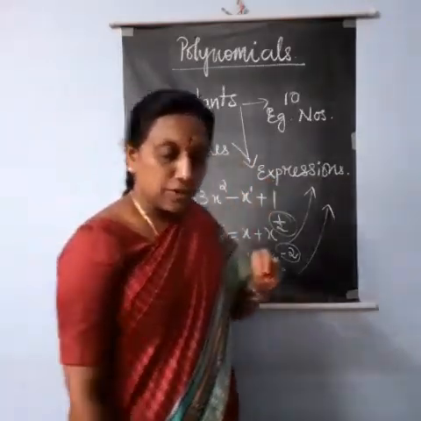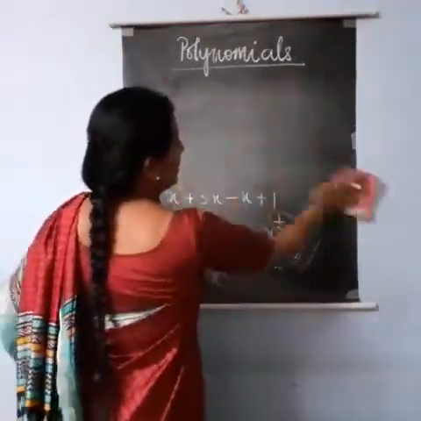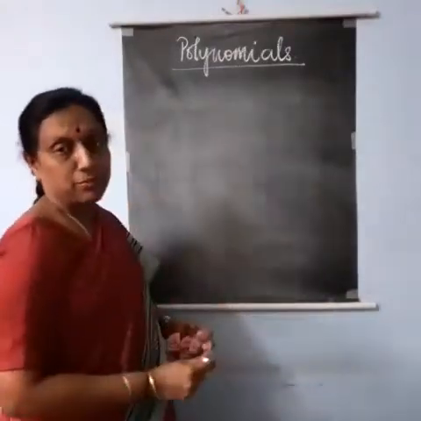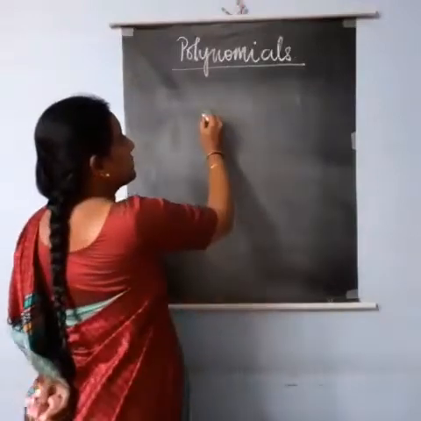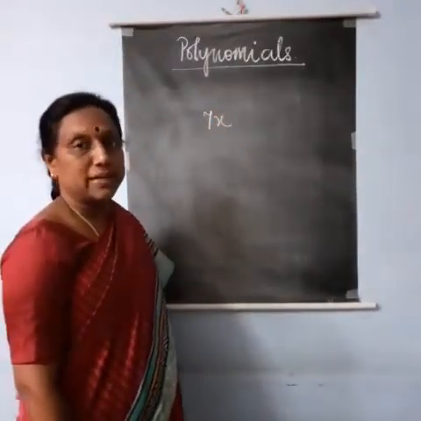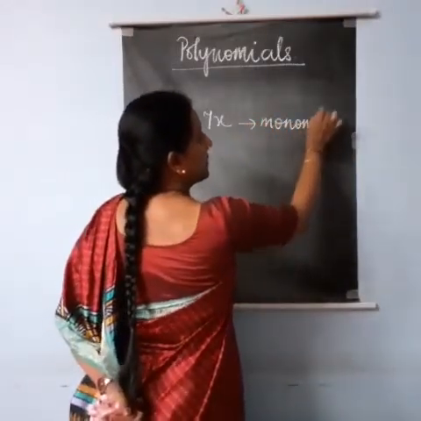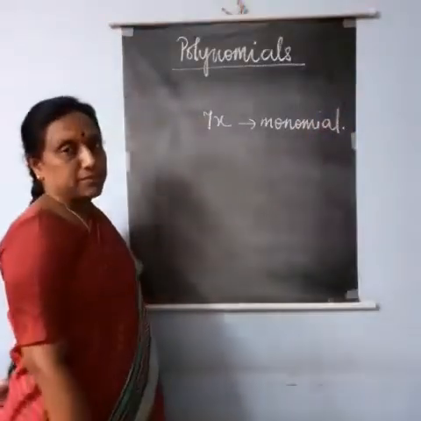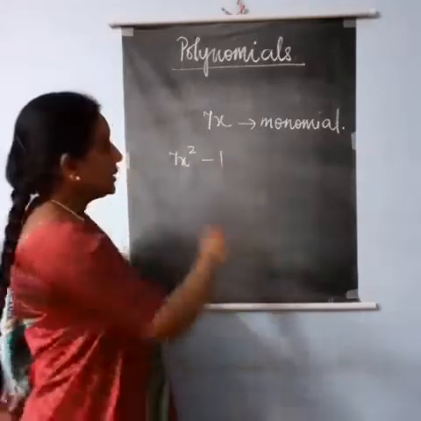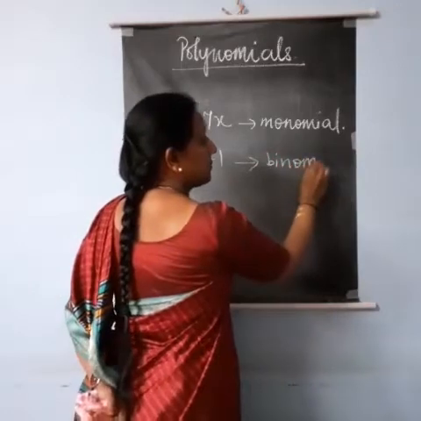Okay. Now, polynomials can be classified with the help of the number of terms in the polynomial. Say, supposing we have 7x. Now, how many terms are there? There is only one term. In that case, it is called a monomial. Right? Now, if there are two terms, just say we have 7x squared minus 1. There are two terms. In that case, it becomes a binomial.